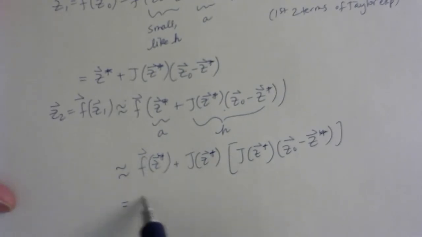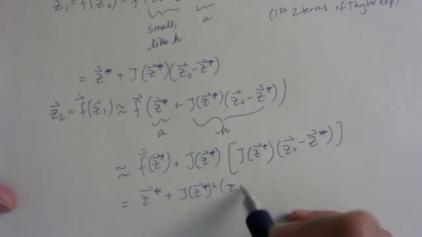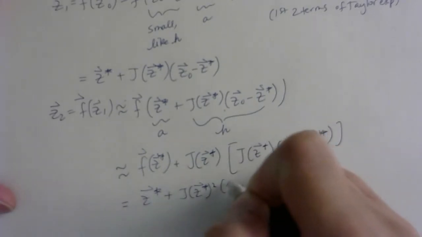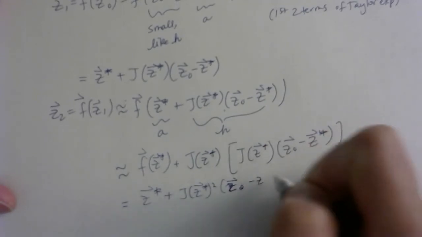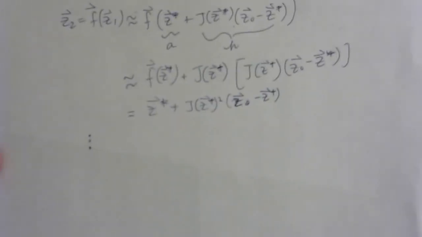So this equals f at Z star, which again is just Z star because Z star is a fixed point, plus the Jacobian at Z star squared times Z naught minus Z star. And now you can see a pattern. I'm able to write the second step in my iteration without any Z1. It only depends on our equilibrium, our initial condition and our Jacobian. Hopefully this pattern is clear now, so I can continue this process.